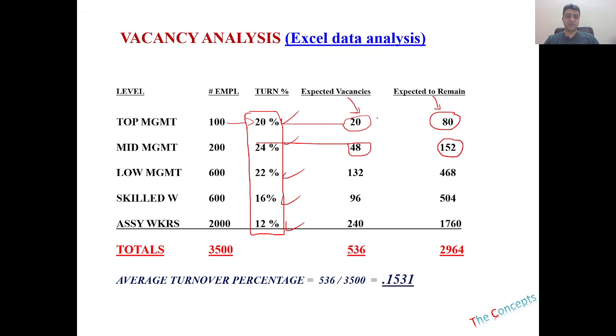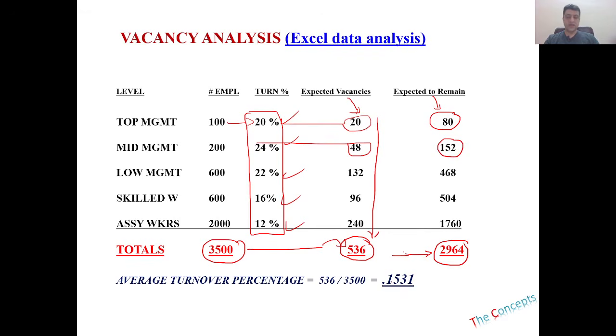Now, if you look at the total vacancies in this year, it is going to be 536 vacancies that you are expecting in the next year. This is also the number of people that you are expecting that they will leave you in this year. How many people are going to stay with us? 2964 people are going to stay with us out of 3500. So out of 3500, 536 will be leaving you, and this is the number of people you expect that they'll be with you.